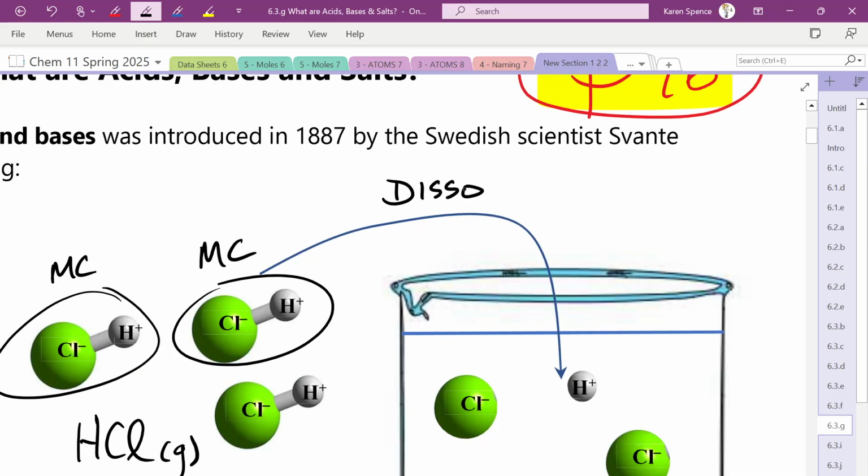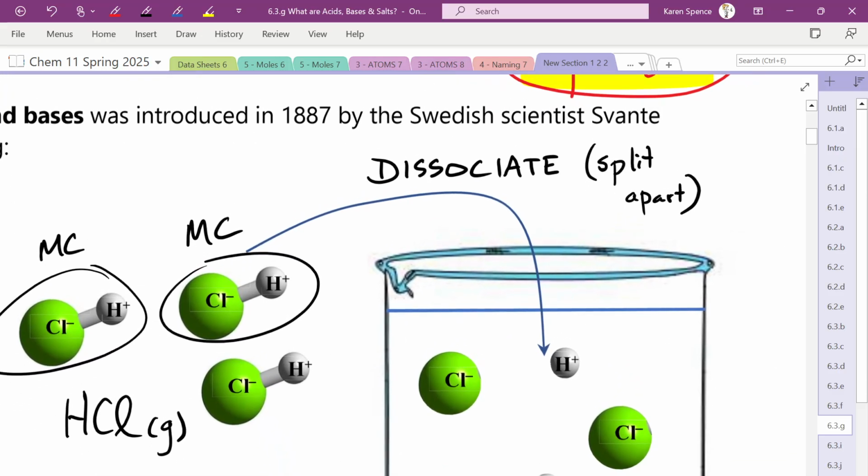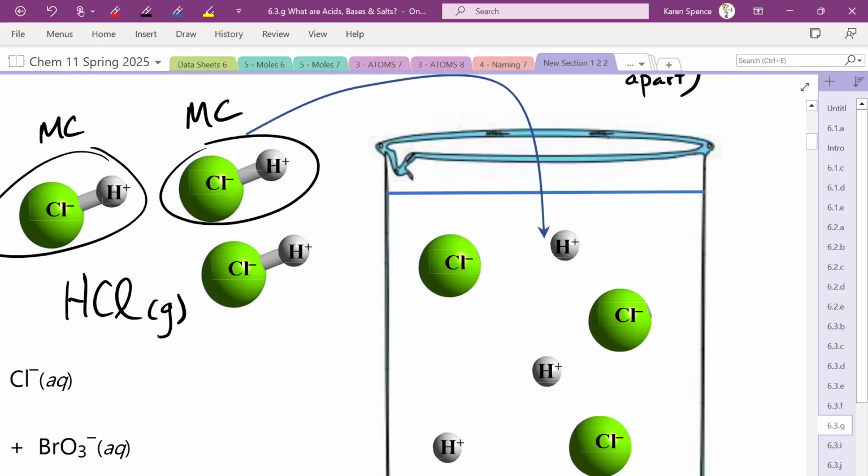So what happens is the molecules dissociate. Do you guys remember what dissociate means? To dissociate means to split apart. We are on page 76. So the hydrogen separates from the chloride. So now we have freely floating individual ions.